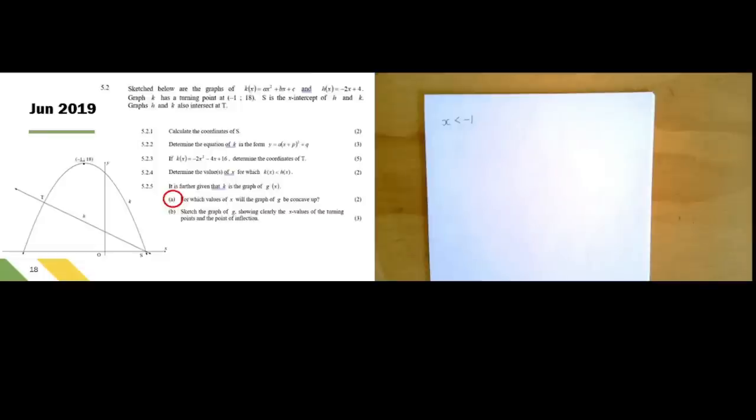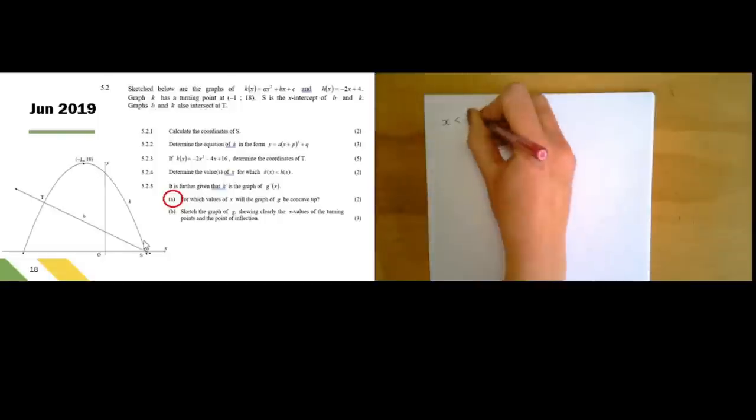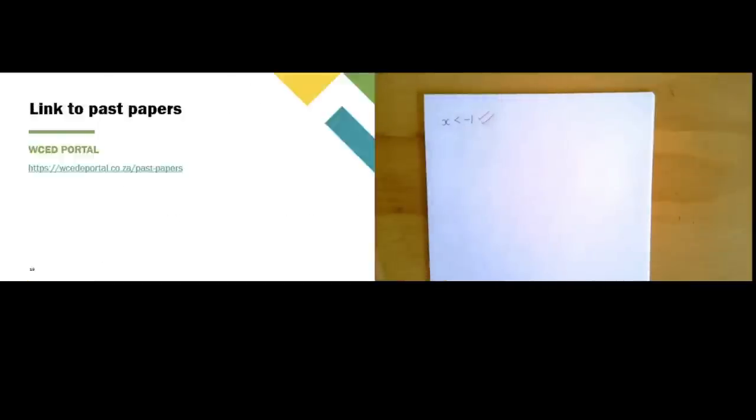Good point to remember. If they've given you a sketch of the first derivative, how do I know where the point of inflection is? It's where the parabola is increasing for concave up. And if they ask you where it's concave down, it's where the parabola is decreasing. 2 marks just for the answer.